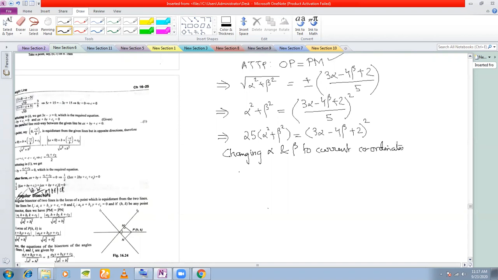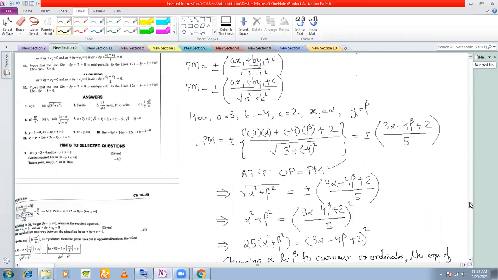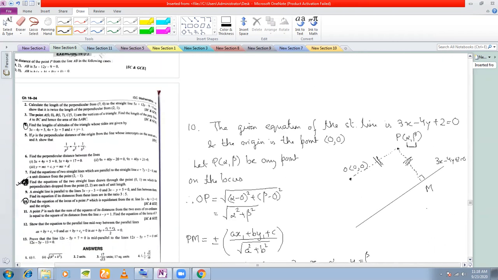Current coordinates means you substitute. The equation of locus of P is 25 (x square plus y square) equal to (3x minus 4y plus 2) whole square. Instead of alpha, you substitute x, and instead of beta, you substitute y. This is the required equation of the locus. If you draw this on the graph, you will get the path of P.